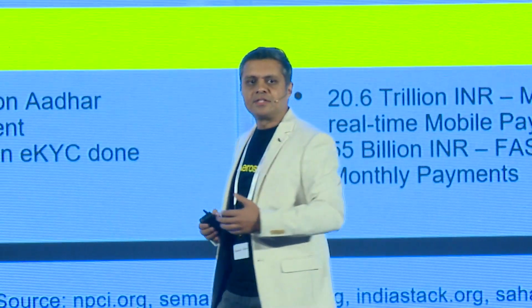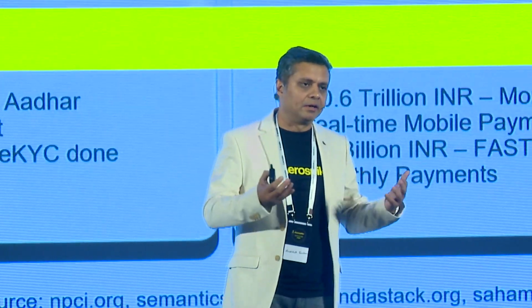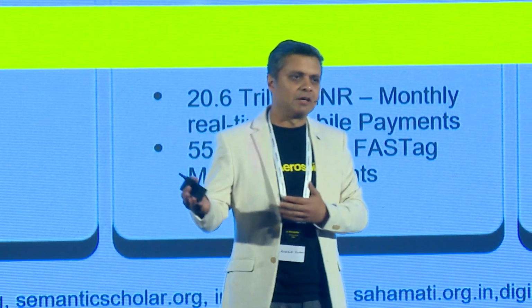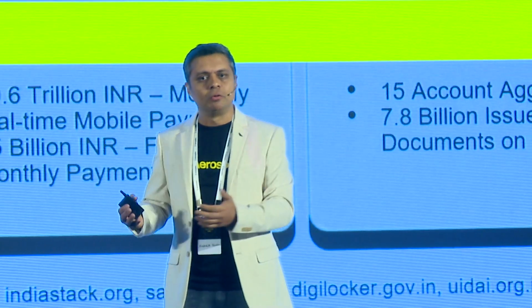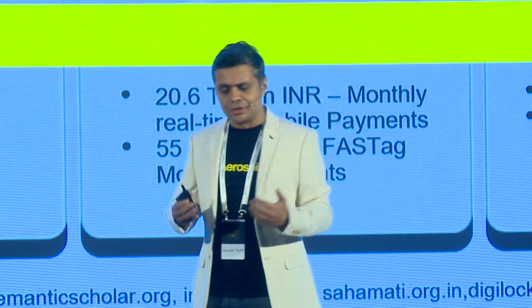The second thing is the paperless layer, if you will. I think most of us would be comfortable with this because we all have an ID called the Aadhaar ID, a biometric ID with your iris and fingerprint and so on. Everybody in India pretty much has this. There are several layers to this. There's an e-sign layer where people can sign documents in a verifiable way, and there's a digital locker ecosystem where documents can be stored, shared, and so on.